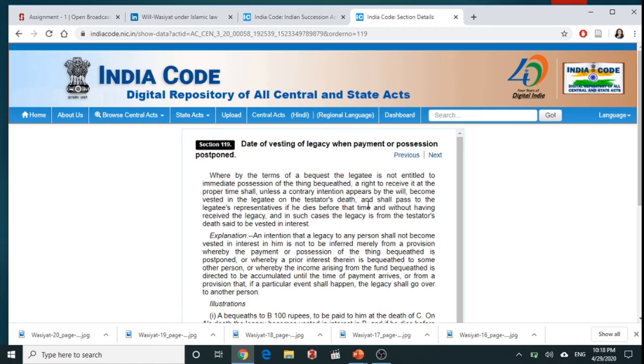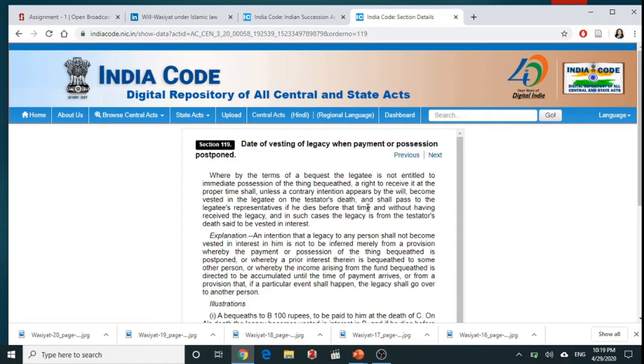vested in the legatee on the testator's death, and shall pass to the legatee's representatives if he dies before that time and without having received the legacy, and in such cases the legacy is from the testator's death to be vested in interest. So, an explanation is given to this section.